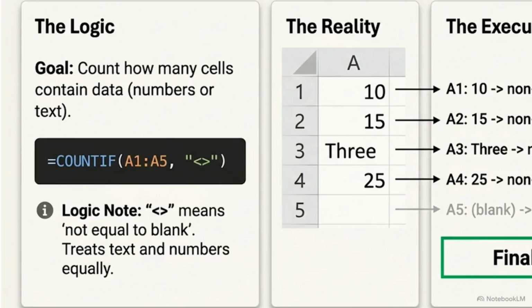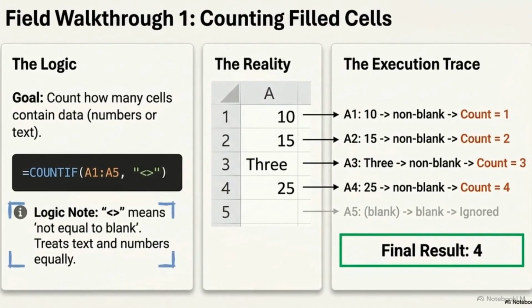In this scenario, we use COUNTIF as a data cleaning tool to count only filled cells, treating text and numbers equally. The criteria uses less than and greater than symbols to look for anything not completely empty, accurately counting 4 filled cells while ignoring blanks.